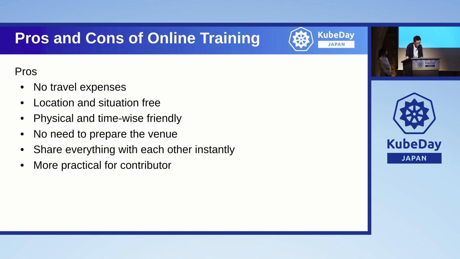And next, location and situation free. Also, trainees can participate in their own location and situation. There is a trainee who doesn't have a quiet room, so he participates from his car. Even people who are raising children could participate. Next, physical and time-wise friendly. People who are not strong physically can participate. These are very helpful in expanding our community.